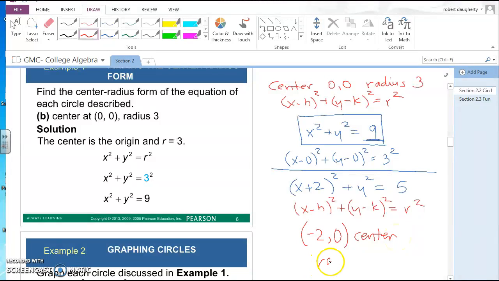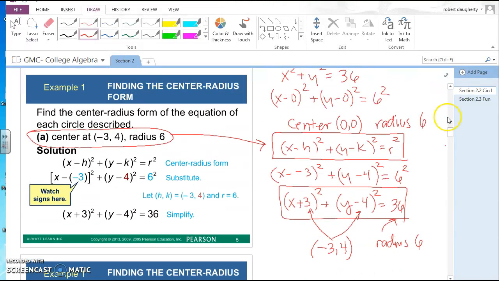I can't get an exact number, so the radius is the square root of 5. The radius is not 5. Remember, the radius is the square root of 5. If I were to square the square root of 5, I would get 5. So that's the equation of a circle that has a center of -2, 0 and a radius of the square root of 5.